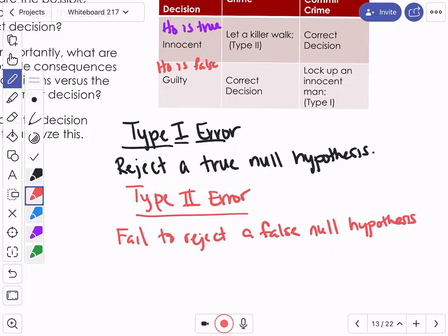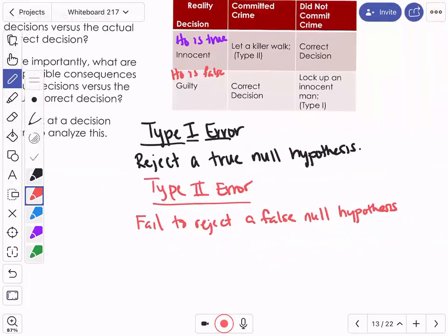A false null hypothesis. Remember, the null is that you are innocent, right? A false null would mean what then? You are not innocent. But I have failed to reject that, which means I'm still saying that you're innocent. So you are really guilty, but I'm saying that you are innocent. I'm letting a killer walk.